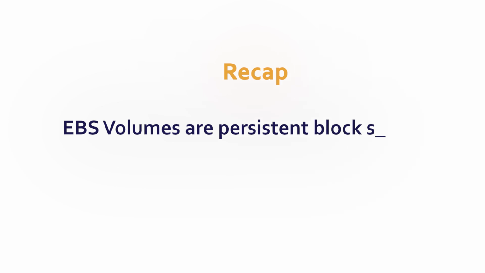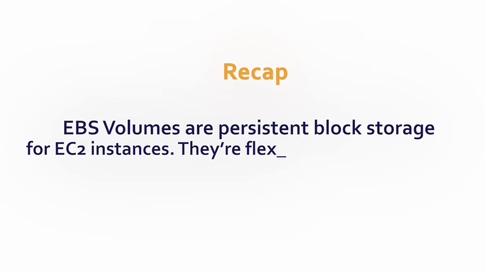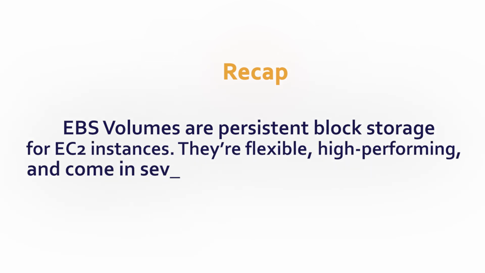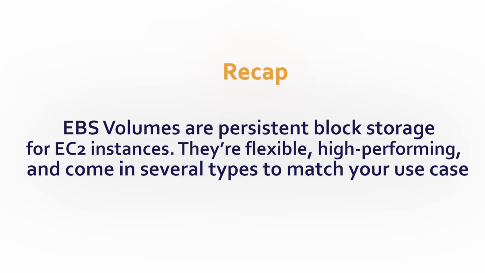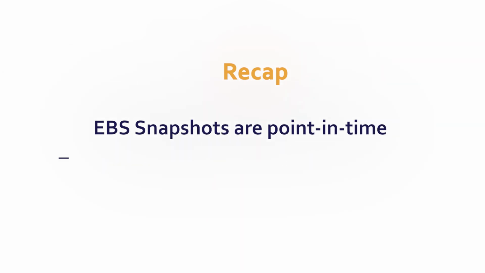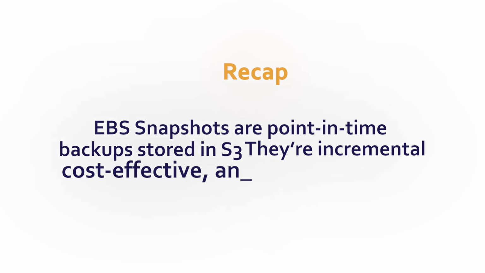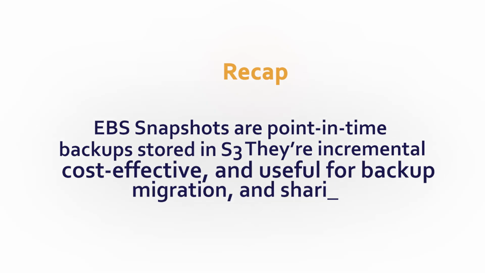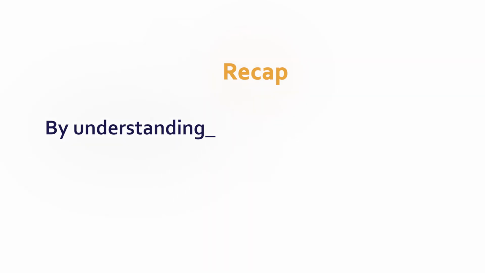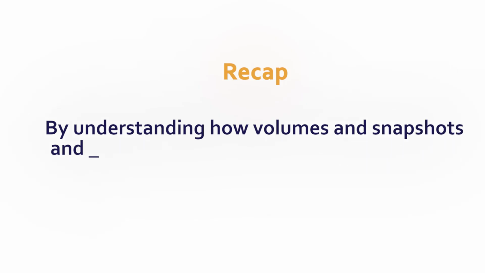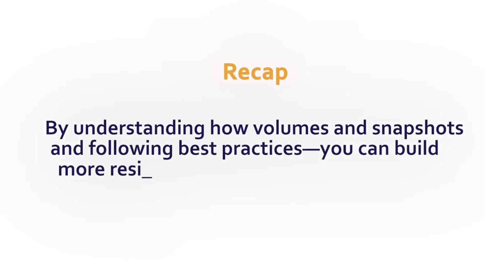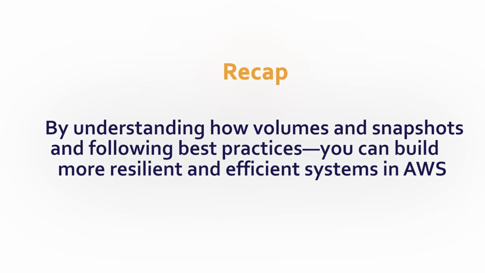Let's recap. EBS volumes are persistent block storage for EC2 instances. They're flexible, high-performing, and come in several types to match your use case. EBS snapshots are point-in-time backups stored in S3. They're incremental, cost-effective, and useful for backup, migration, and sharing. By understanding how volumes and snapshots work and following best practices, you can build more resilient and efficient systems in AWS. That's it for this lesson.